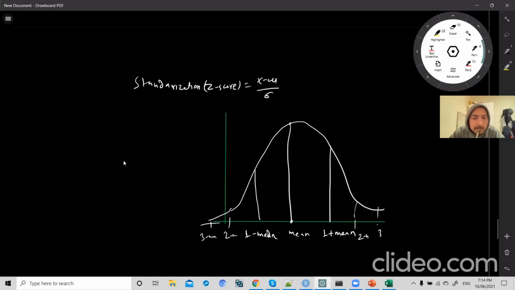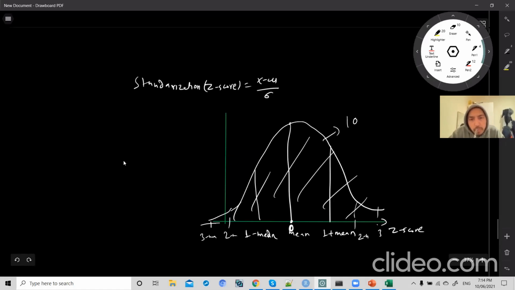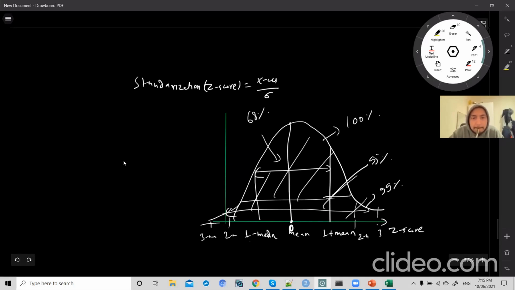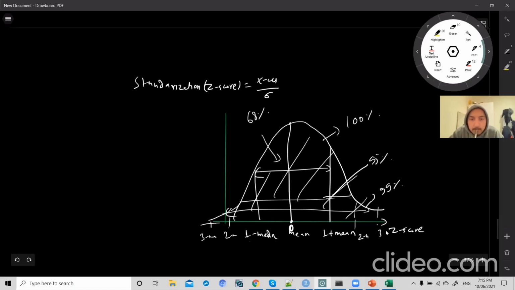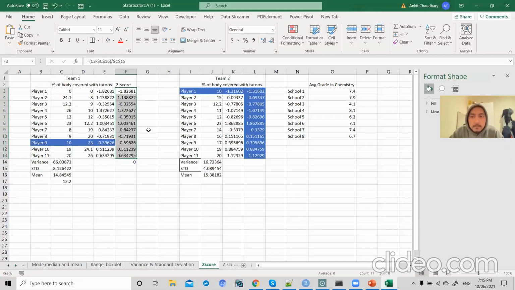So your middle point, your mean, will always be 0. This line represents your Z-score. Overall, this is 100%. From this part to this part, one standard deviation above and below is 68%. Two standard deviations is 95%, and three standard deviations is 99%. Anything above 3 is your outlier. Here we don't have anything above 3. Up to 3 there is 99% probability, but above 3 is your outlier.